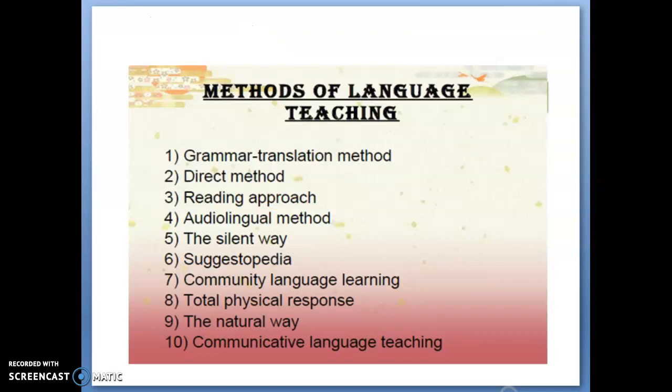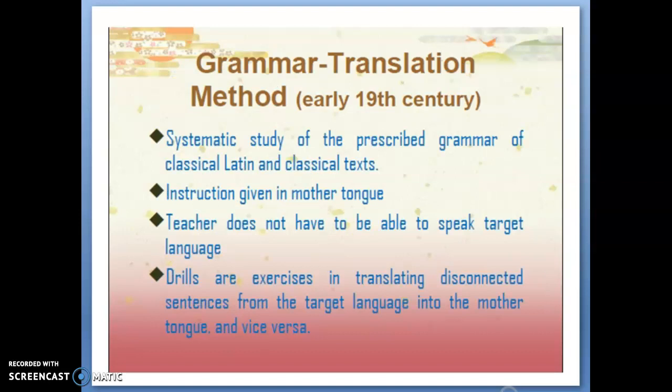They are: grammar translation method, direct method, reading approach, audiolingual method, the silent way, Suggestopedia, community language learning, total physical response, the natural approach, and communicative language teaching. So there are around 10 teaching methods in this meeting. Okay, now we discuss one by one of them.